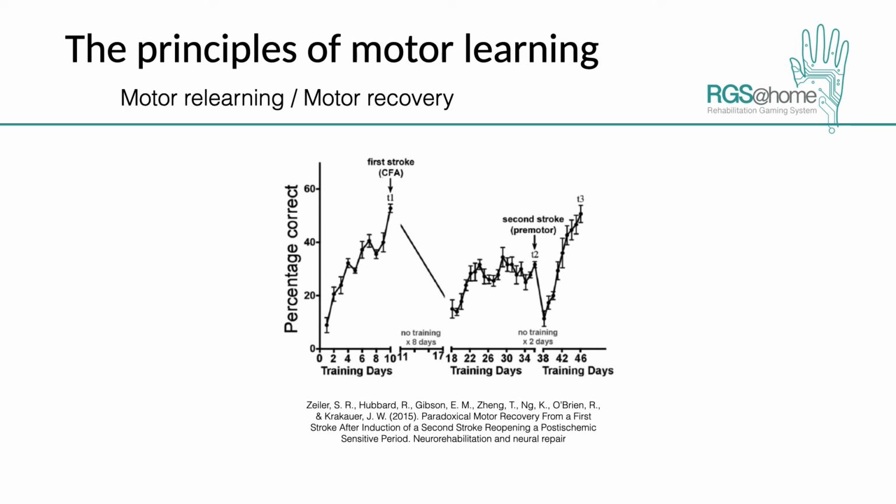Now they introduce a second stroke in an adjacent area in premotor cortex, or the analogous area in mice. And here they introduce a second stroke which causes immediately a loss in function. But now they only wait 2 days before introducing the training, the rehabilitation, again. And this early introduction of training leads to a complete recovery. So this is a great example which points out two main ideas behind the mechanisms of motor recovery.